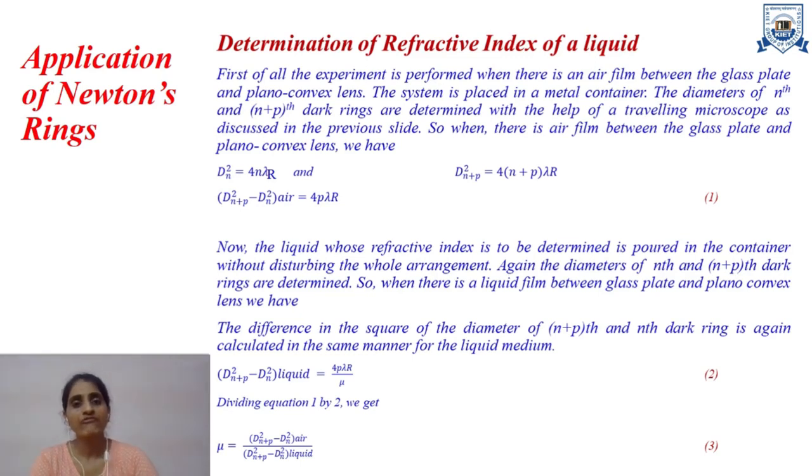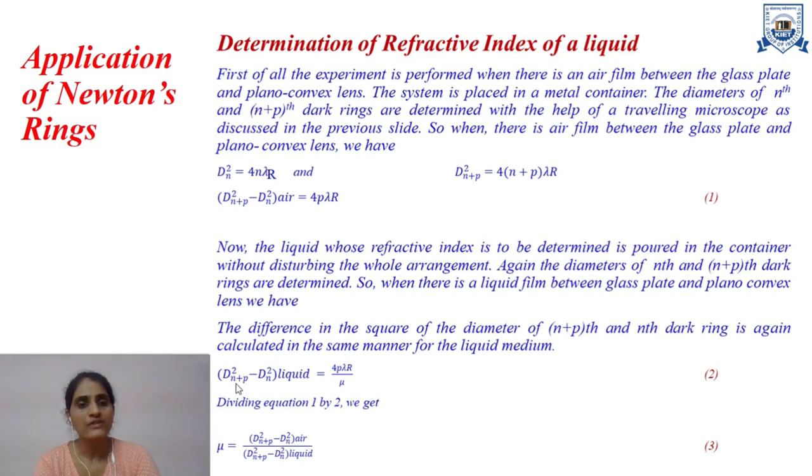Now what will we do? We will introduce the liquid whose refractive index is to be determined in between the plano-convex lens and glass plate without disturbing the whole arrangement. Only we will introduce the liquid between the plano-convex lens and the glass plate. Again, we will observe in a traveling microscope that rings are formed, alternate dark and bright rings. In the same way, we will again calculate the diameters of the nth and (n+p)th dark rings. But now here we have introduced the liquid between the glass plate and plano-convex lens.